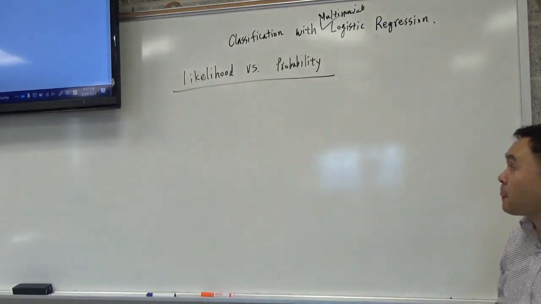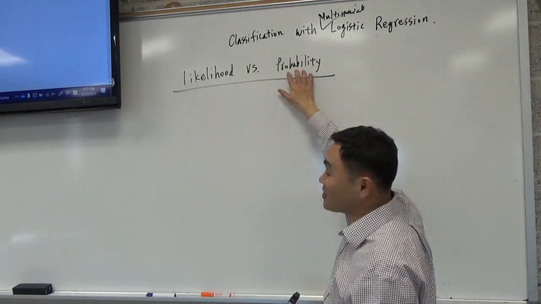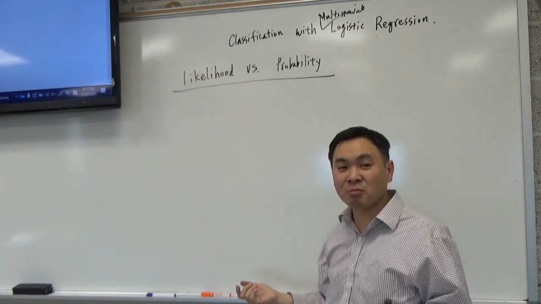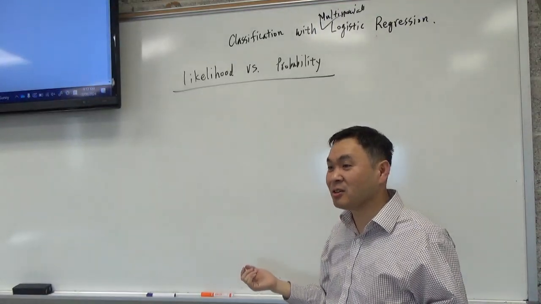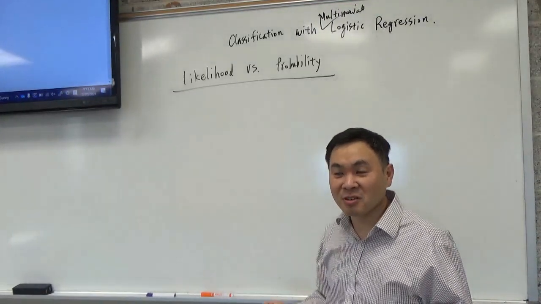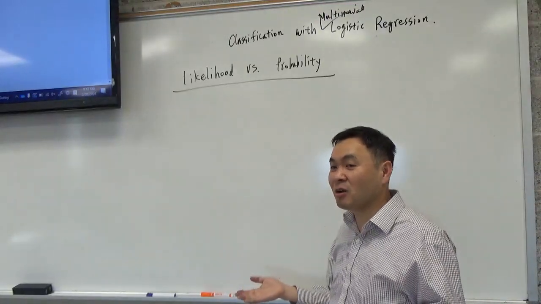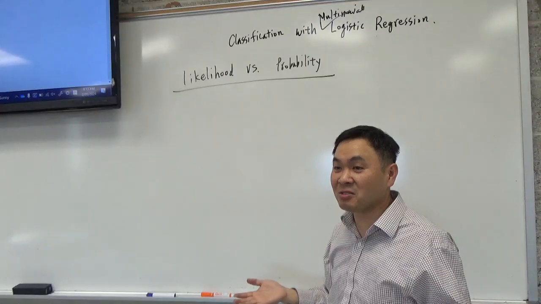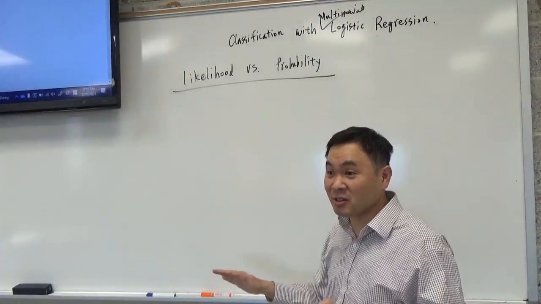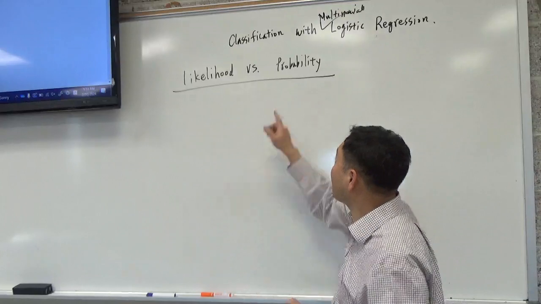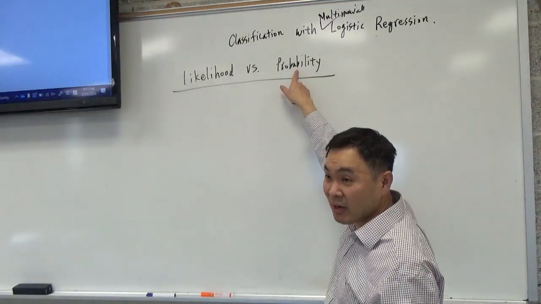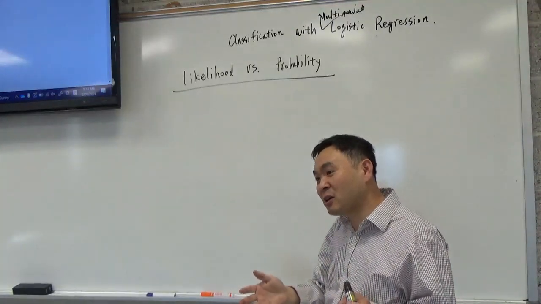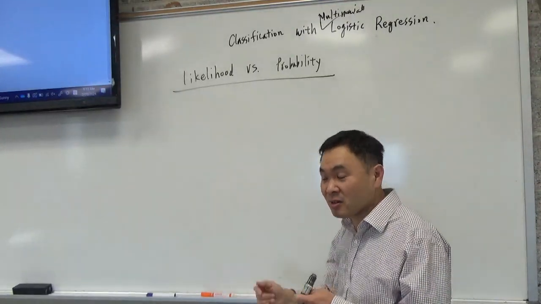So probability is like forward thinking. This coin has probability 1/2. If you flip it 10 times, how many of them will come out heads? 5 out of 10 is the most likely one, right? So that's probability. Probability 1/2 says that if you repeat this, say 100 times, about 50 of them will be heads, 50 of them will be tails. Right?